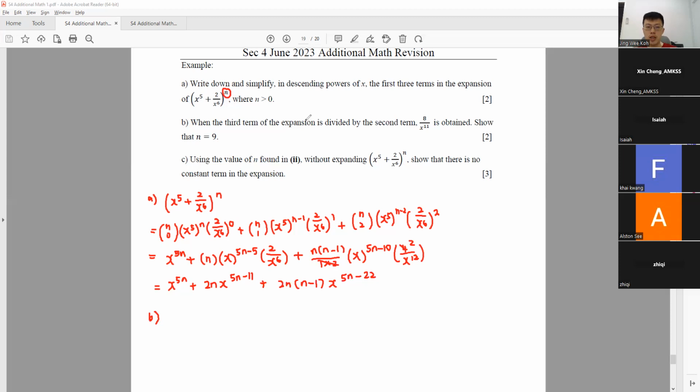Part B, when the third term is divided by the second term. So third term divided by the second term, they say is equal to 8 over x to the power 11. So over here, the 2n and 2n can cancel. And then this becomes n minus 1. This divided by this becomes x to the power negative 11. So this is actually 8 times x to the power negative 11. So from here, we can see that n minus 1 is equal to 8 and n is equal to 9.